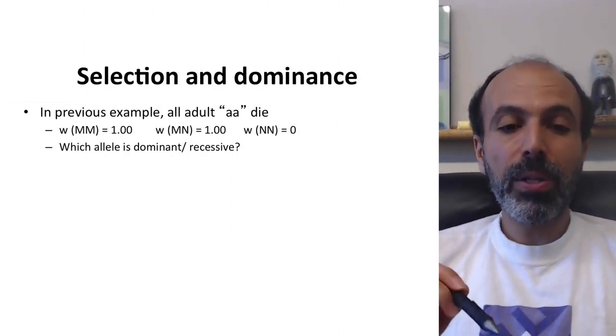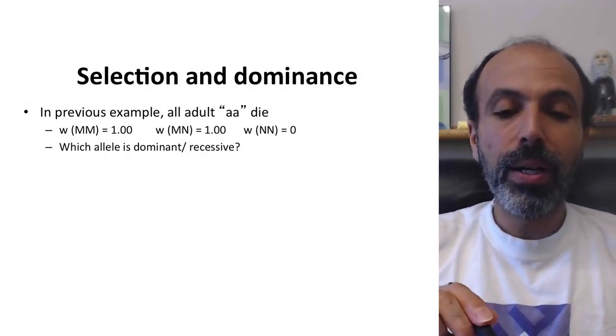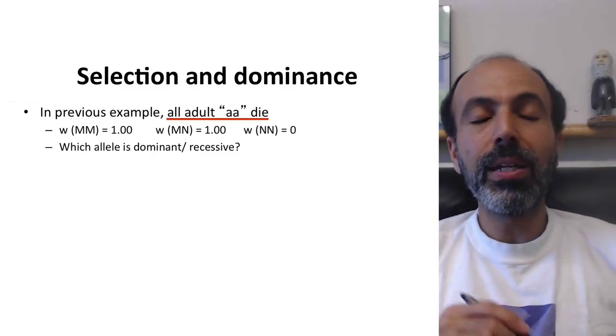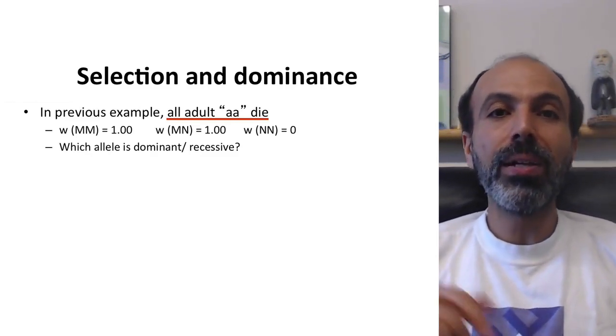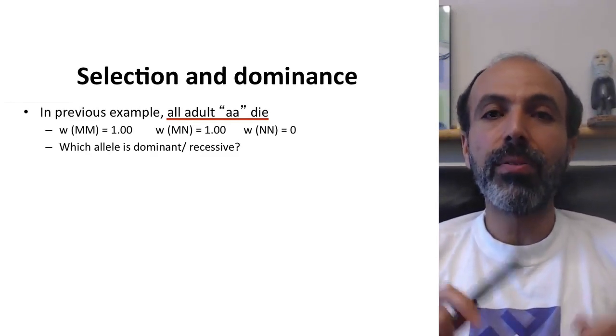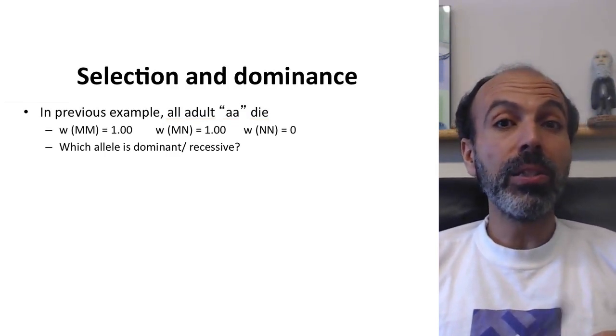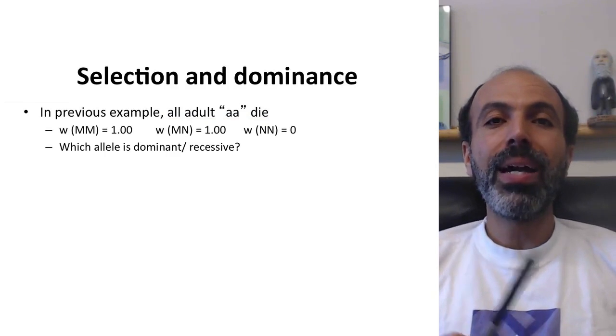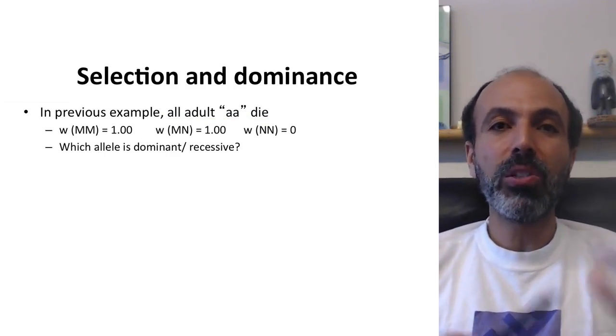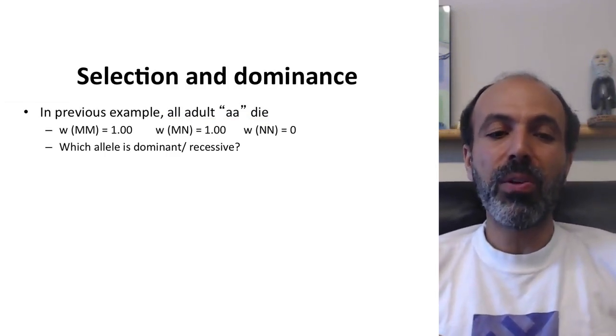Now, in the last example I showed you in the last video, we had all adult little a individuals die. So we said that at age 10, all little a individuals just die off. Let's follow up on this with a couple of different examples. I'm going to change, in this case, the alleles from big A and little a to M and N. That way there's no implication of capital being dominant or recessive or anything like that.